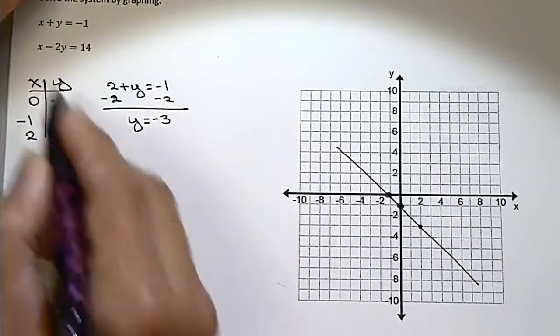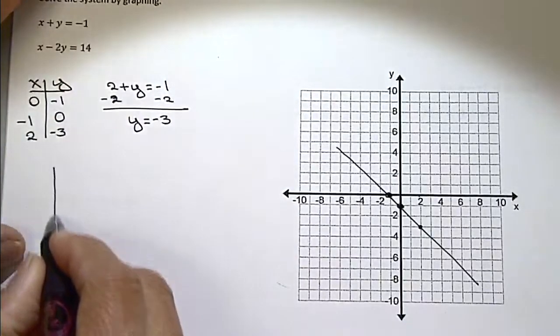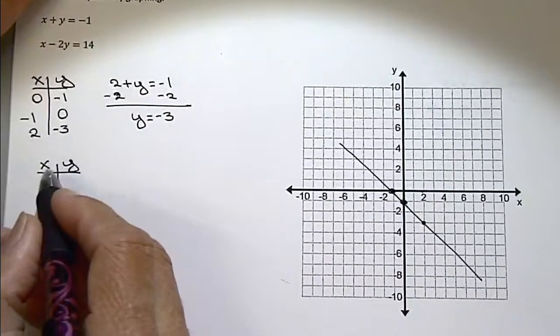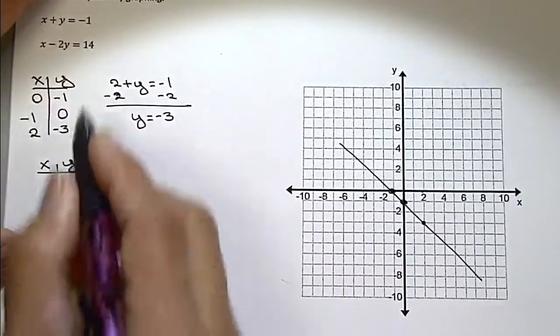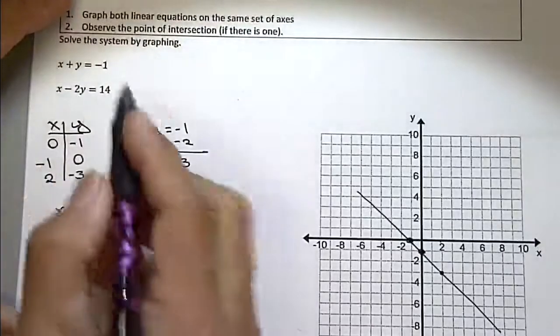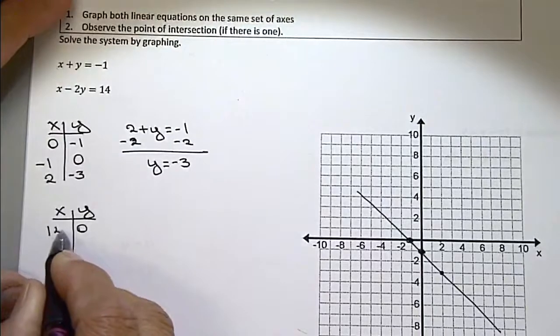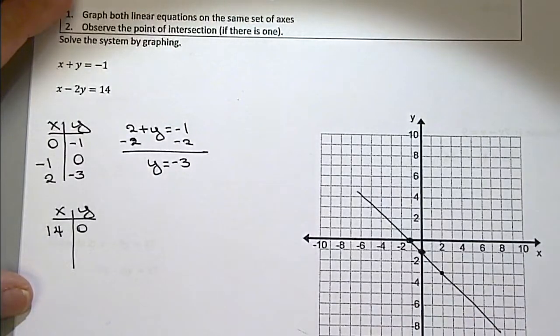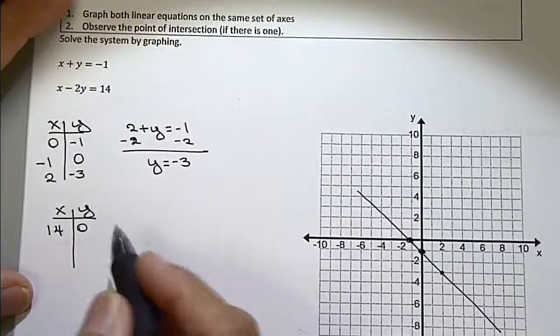If I say x minus 2y is equal to 14, and I'm going to pick 0 for y. That's easy, isn't it? Because then this term disappears completely. And what do I have? Well, I have x is equal to 14, don't I? Well, that's not even on my graph over here. I really don't like that point. Do you? Let's try the other one.